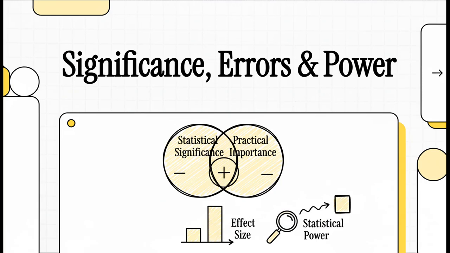All right, welcome. Today, we are going to tackle some concepts that can really trip people up in research: statistical significance, decision errors, effect size, and power. It can feel like you're lost in this maze of jargon, but we're going to turn all of that into a clear, useful toolkit you can actually use. So let's jump right in.